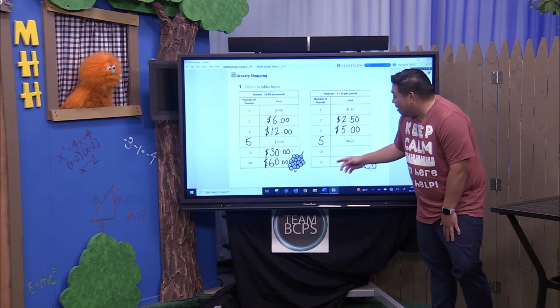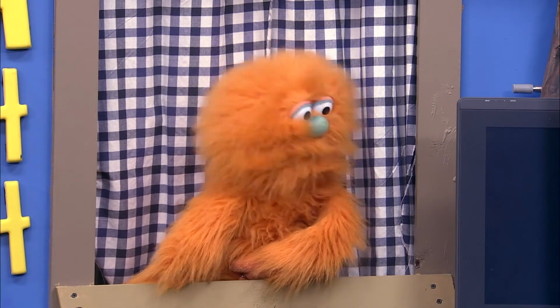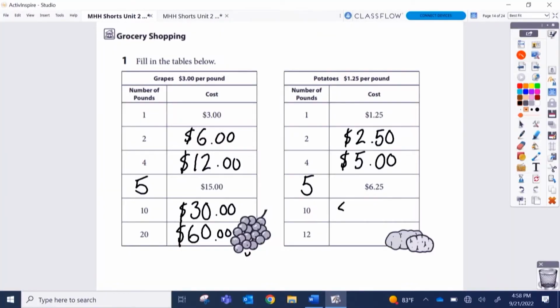All right, so same thing we have again. We have 5, we know how much 5 pounds costs. We have to figure out how much 10 pounds is, so we have to double it. Okay, so 6 plus 6 is 12, and 25 plus 25 is 50, so it would be $12.50. $12.50 for 10 pounds of potatoes.